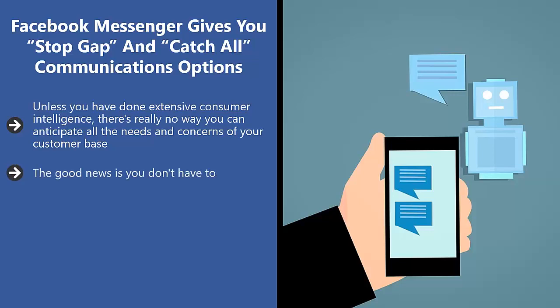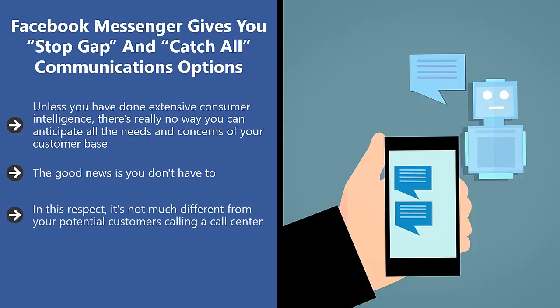Thanks to Facebook Messenger, you can be accessible to people with a wide range of questions and then message them back. Once you detect a certain pattern in the most common questions people ask, you can automate Facebook Messenger so it can answer questions based on a decision tree. In this respect, it's not much different from your potential customers calling a call center. Now, if you own a small business in Middle America, you know that hiring a call center is not exactly within your budget.